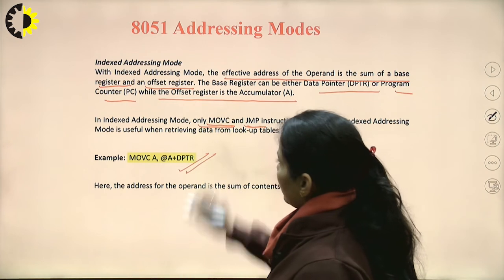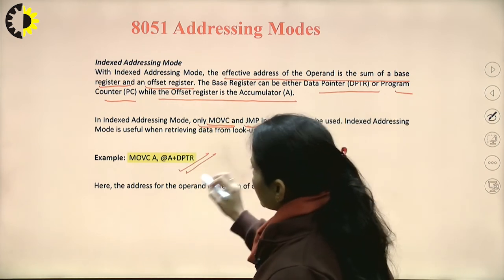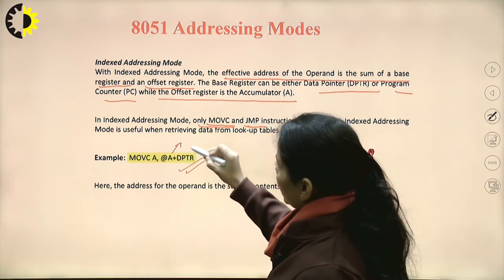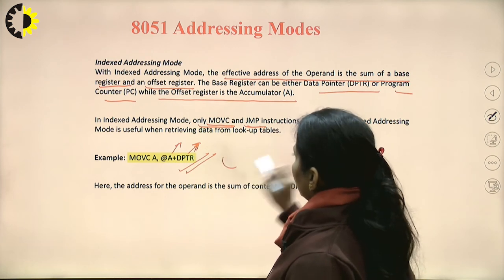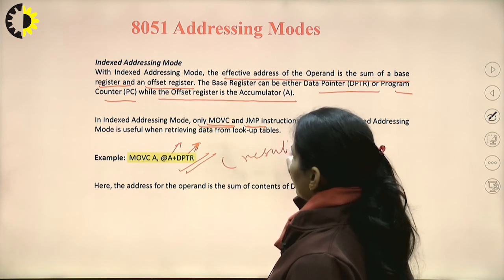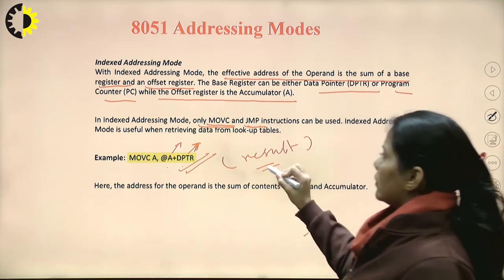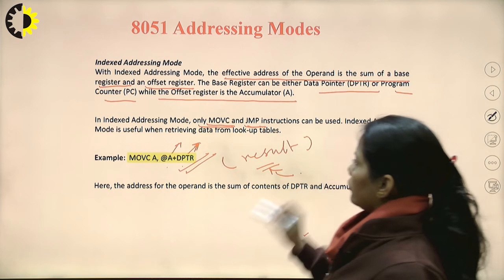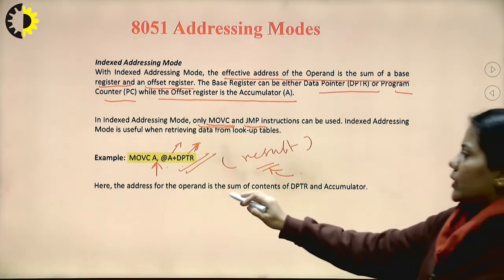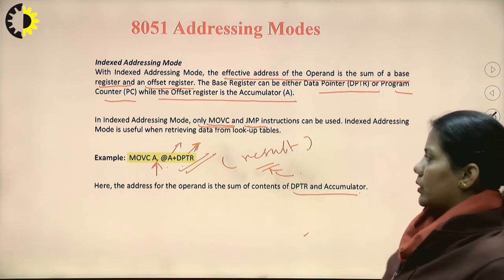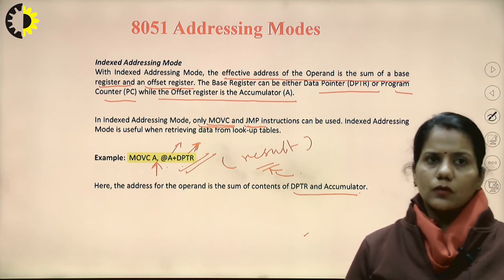So by taking this example, we can understand that according to this instruction, the contents of the accumulator and the contents of the data pointer are added. The result of the addition of these two contents will act as the memory location, and the data at that memory location will be copied to the accumulator. So here the address of the operand is the sum of the contents of the data pointer and the accumulator. So in this way, this is known as the indexed addressing mode.